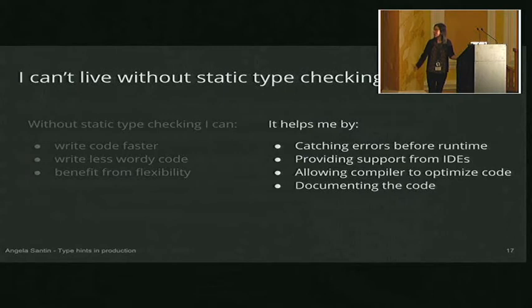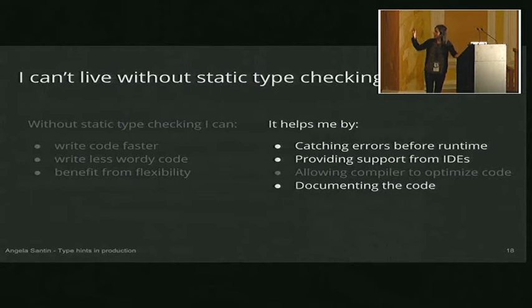On the other hand, those who are proponents of static type checking will tell you that static type checking helps me catch errors before runtime. It helps my IDEs help me by doing things like autocomplete. It can also allow the compiler to optimize my code. So if the compiler knows how much space is going to be needed for a variable, it might optimize in terms of space. And then finally, it just makes it easier to read because I know what things are being passed around, what type they are.